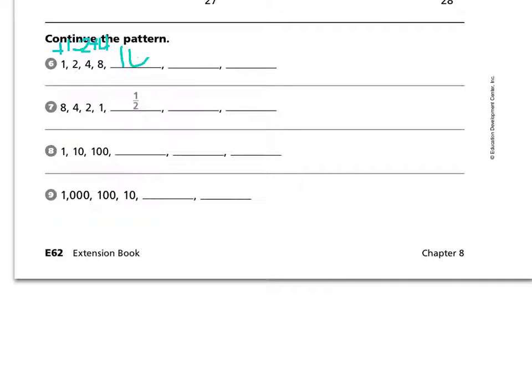So 8 plus 8 is 16. This would be 16 plus 16, which is 32. 32 plus 32, which is 64. Do the same thing. It looks like I'm subtracting 4, subtracting 2, subtracting 1. Or I'm taking half of what the number is. So if I'm taking half of it, I'm going to be dividing it by 2.